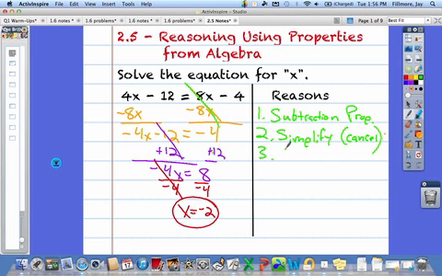Next, we added 12 to both sides. So that was our addition property of equality, or I'll just say addition property. And when our 12s canceled, we were left with negative 4x, and our negative 4 plus 12 gave us 8. That was simplifying. Next, we divided both sides by negative 4, so we used our division property. And when these canceled, we were left with x, and 8 divided by negative 4 was negative 2, so that was again simplifying.